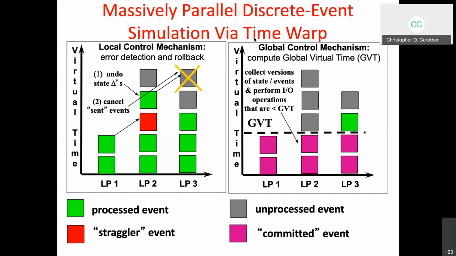And then any event that's been processed at a timestamp lower than that smallest event in the system is safe to collect, and we call it fossil collection or garbage collection. Then we can reuse those events for future event scheduling. And so that's the nature of the time warp mechanism.